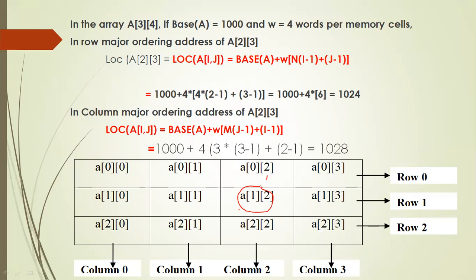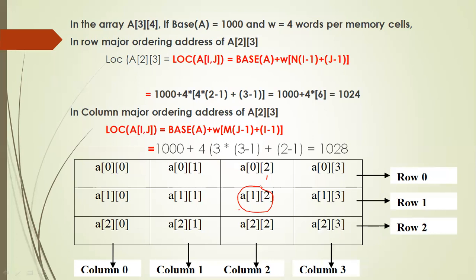In the column major ordering, the address of A12 will not be 1024. Why? In the case of column major ordering, first the elements of the first column occupy the corresponding addresses. Next, the elements of the second column. Then the elements of the third column are stored. So here you can compute.